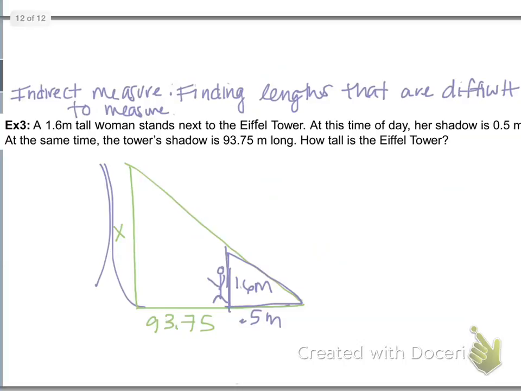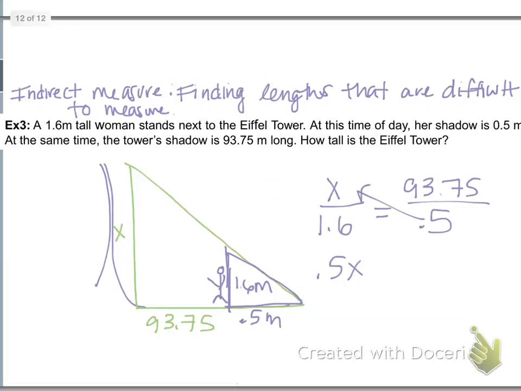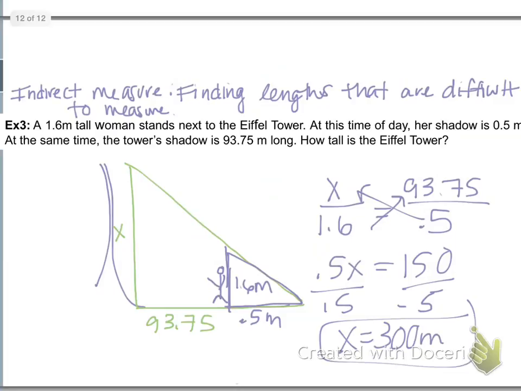Okay, so if I set up my proportion, I got x on top. That matches with 1.6 because we're still talking about heights. Okay, and then since I started with my big triangle, my green triangle on top, then I need to start with my green triangle on top when I'm talking about their shadows. And I compare it to the lady's shadow. So I can cross multiply, so I get 0.5x equals 1.6 times 93.75, which is 150, divide by 0.5, and x is going to equal 300 meters, which is pretty close to how tall the Eiffel Tower actually is.